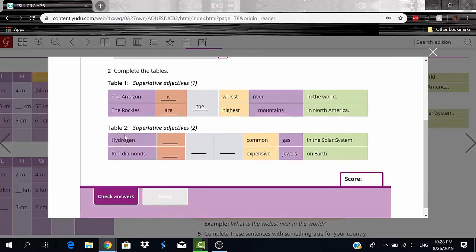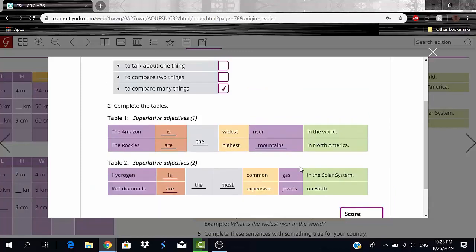Okay? And then we have table 2 here. Hydrogen dash dash dash common gas in the solar system. So I'll say hydrogen is the most, that's correct, most common gas in the solar system. Red diamonds, plural, so I'll use are. Red diamonds are the most expensive jewels on Earth. So that's how you complete the table. Okay? That's simple. Now let's move on.